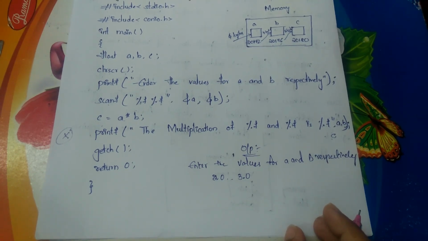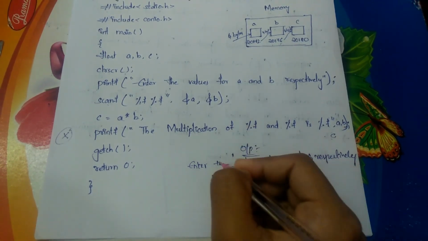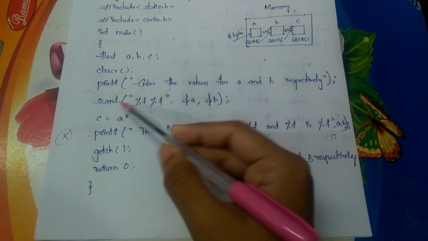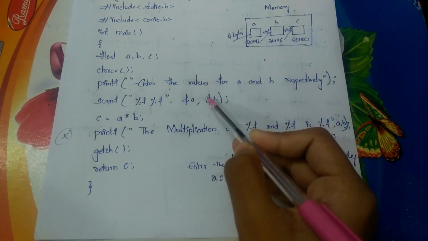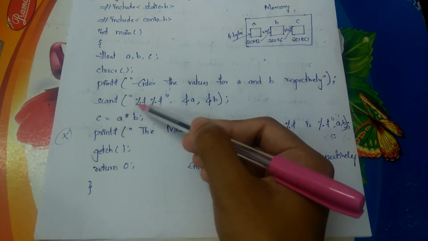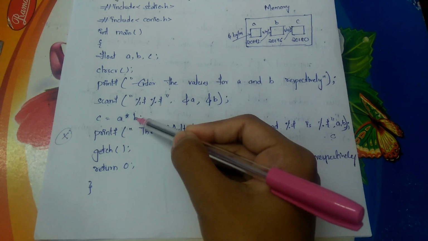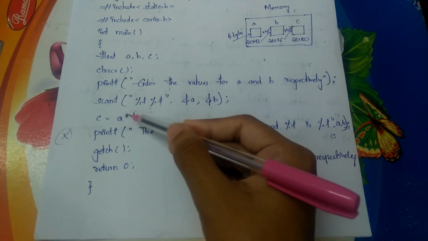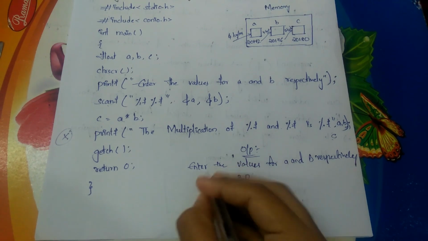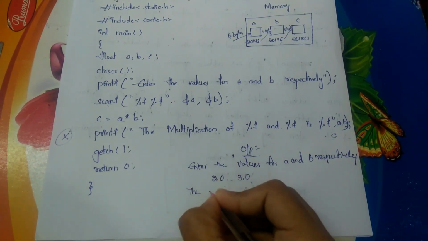After giving these values, they will be read, because we have to read these two values. After that the operation will be performed, that is C is equal to A into B. Now the value of A into B will be stored in C. So immediately the compiler computes 2.0 into 3.0, and then the statement will be printed.